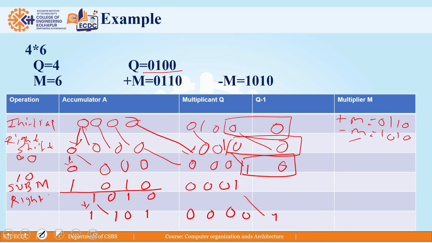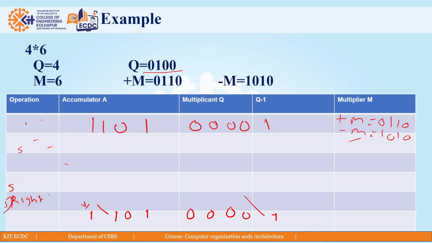Okay. Now again, how many times are we going to perform these steps? 4 times. Now this is the first step. This is your second step. This is your third step. Now the last step that we are going to perform. Now here again, what are we going to do? We are going to check the condition of q and q minus 1.